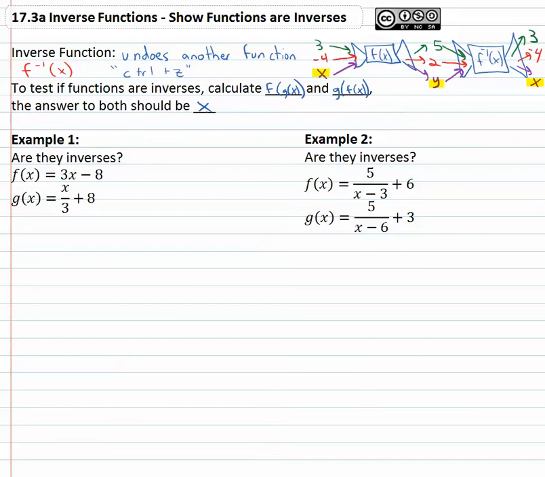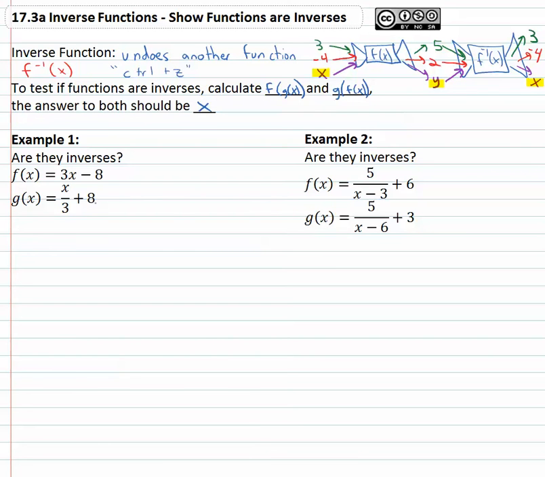So let's test if a couple functions are inverses. We've got f of x equals 3x minus 8. G of x is x over 3 plus 8. Kind of seems like they'd be inverses, being as we've got 3 times x, and then x divided by 3. That's an opposite inverse operation. And subtracting 8 became adding 8. That's an opposite inverse operation. So hey, I feel pretty good.